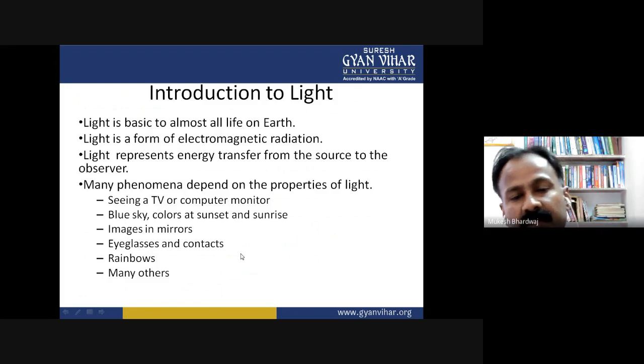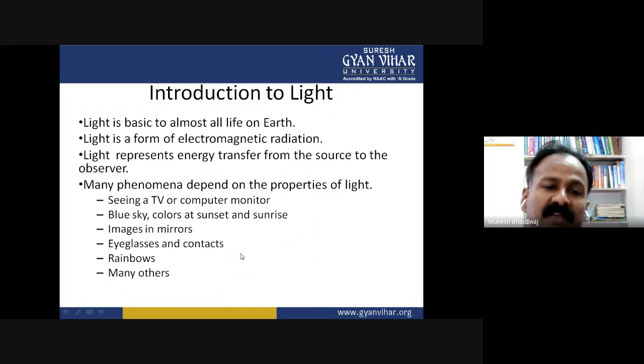Seeing a TV or a computer monitor, blue sky, colors at sunset and sunrise, images in mirrors, eyeglasses and contacts, rainbows, and many others. These are some day-to-day phenomena which depend on the properties of light.